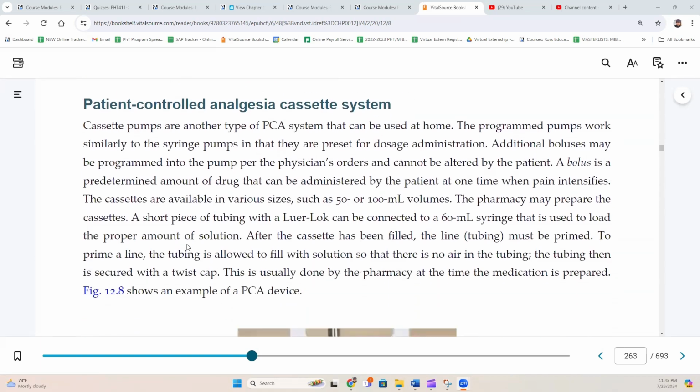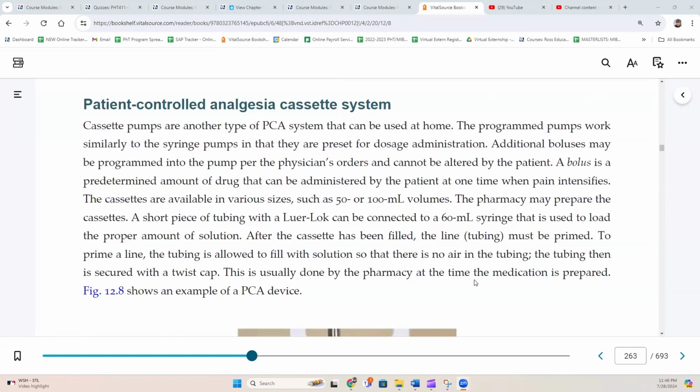Cassette pumps are another type of PCA system that can be used at home. Programmed pumps work similarly to the syringe pumps in that they are preset for dosage administration. Additional boluses may be programmed into the pump per the physician's orders and cannot be altered by the patient. A bolus is a predetermined amount of drug that can be administered by the patient at one time when pain intensifies. The cassettes are available in various sizes, such as 50 or 100 ml volumes.